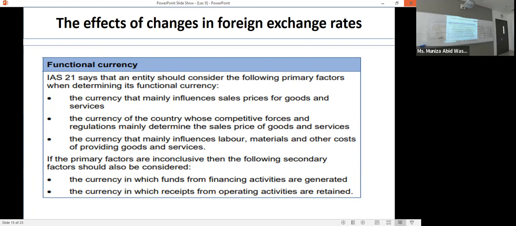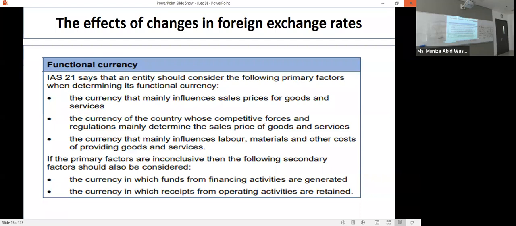The currency that mainly influences the sales price for goods and services. So the currency by which the sales and the revenue of the organization are being influenced is the functional currency. Say for example, if over here in UAE you are running a business and the sales price of the goods you are offering in the market is being influenced by the cost of raw materials which you are taking from the USA, then your functional currency is US dollars, not AED.